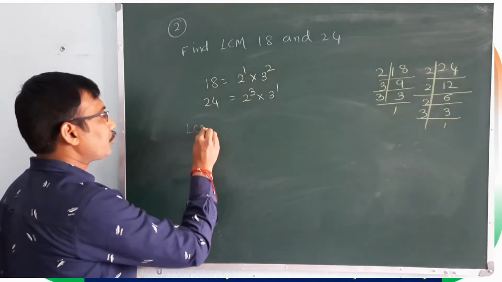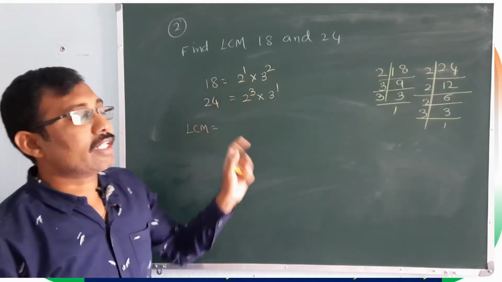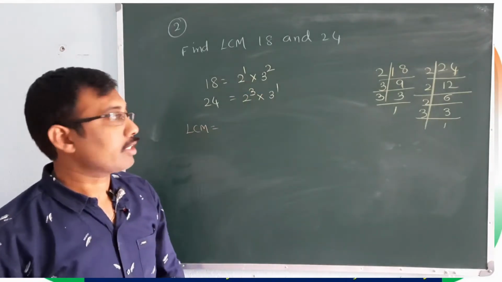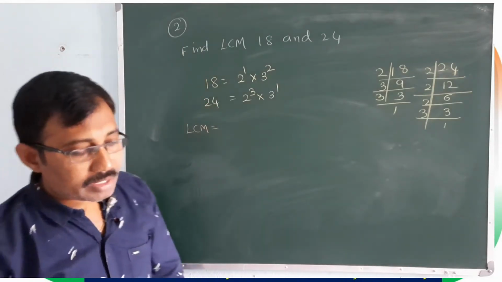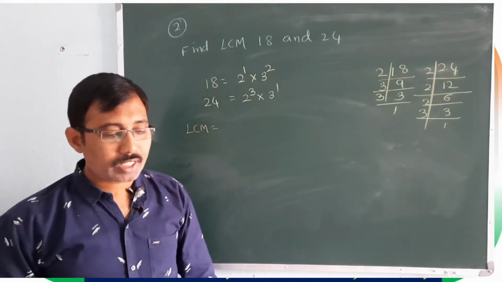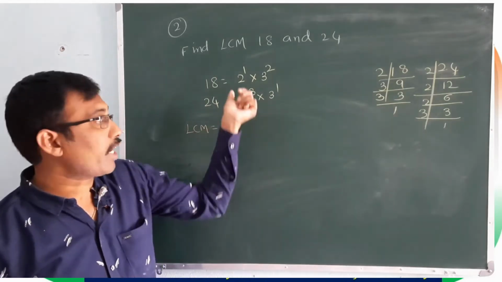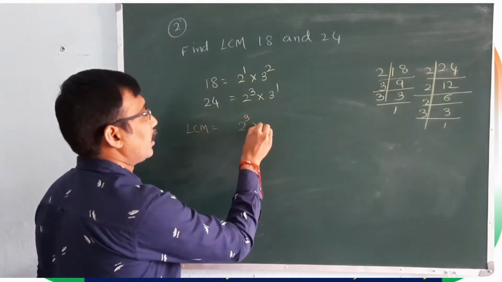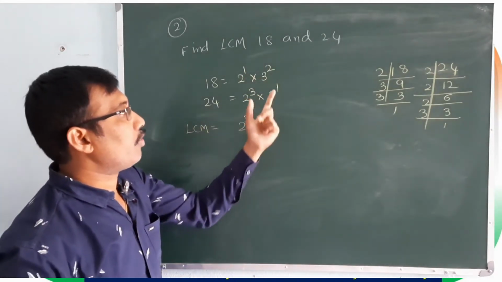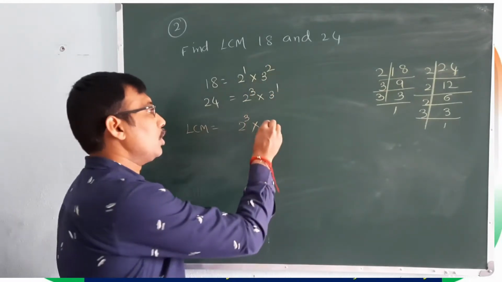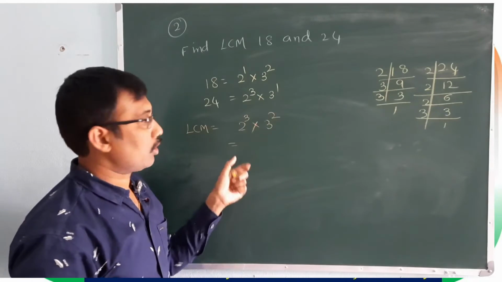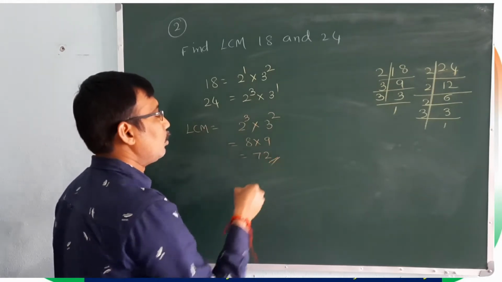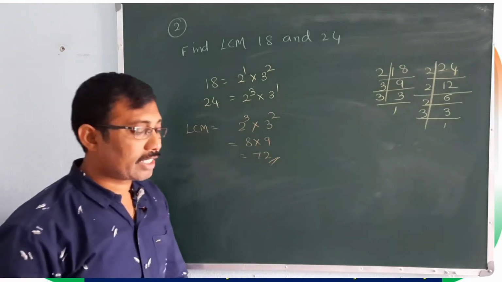Next, write the LCM. The LCM is equal to the product of the highest power of each factor. For 2, we have 2 to the power of 1 and 2 to the power of 3; the highest power is 2 to the power of 3. For 3, we have 3 to the power of 2 and 3 to the power of 1; the highest power is 3 to the power of 2. Next, find the product. 2 cubed equals 8, 3 squared equals 9, and 8 times 9 is 72. This is the method to find the LCM by prime factorization.